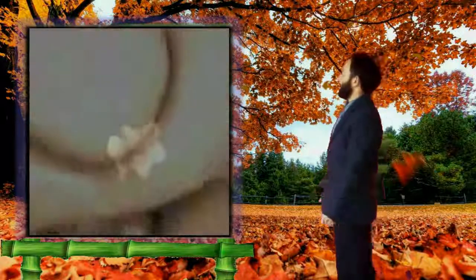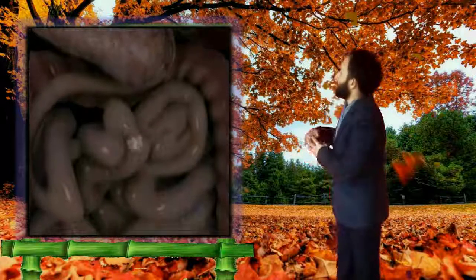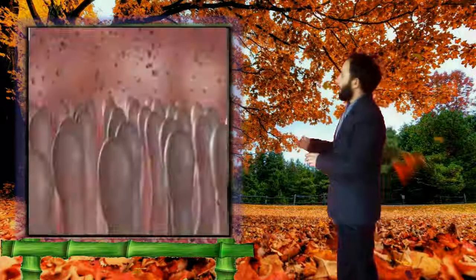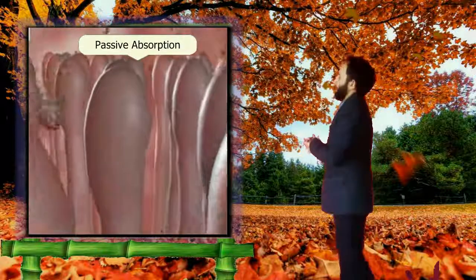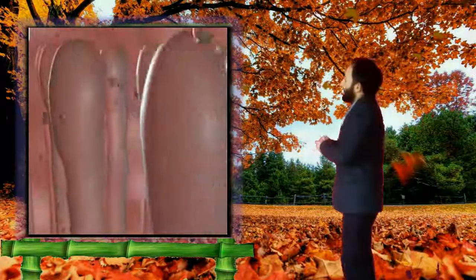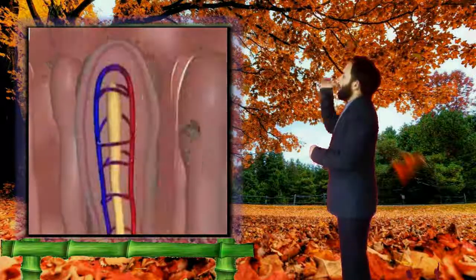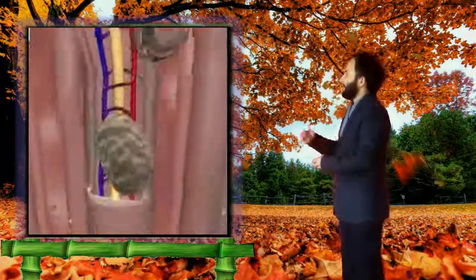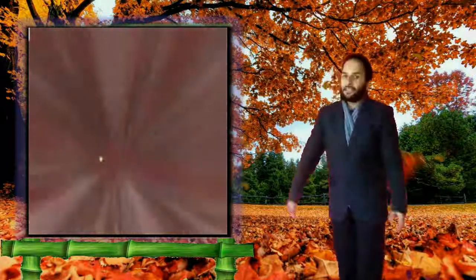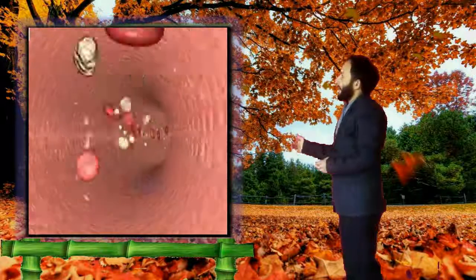In the small intestines, most of the digested nutrients are absorbed in two ways. Passive absorption takes place by simple diffusion. This occurs only when nutrient molecules are small and water soluble, and the concentration of nutrients is higher in the intestinal lumen than inside the cell, so that substances move from higher to lower concentration.